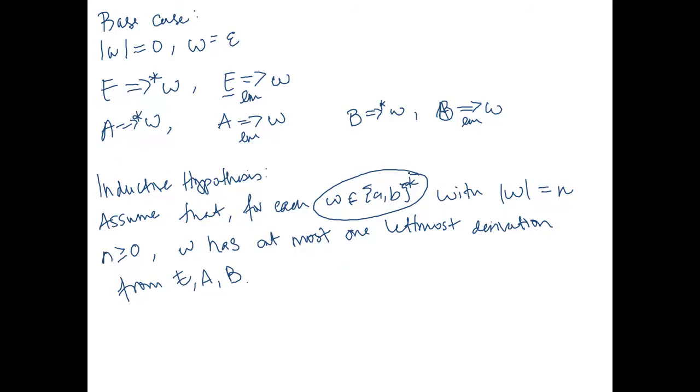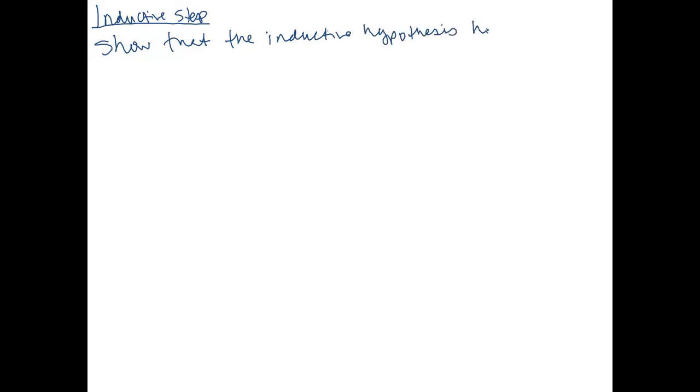Okay, so that's our inductive hypothesis. Now we can move forward to our inductive step. Okay, so inductive step here. We're going to break our problem into 3 cases for our 3 variables. We're going to handle independently. And we're going to show that the inductive hypothesis holds for length of w equal to n plus 1, where n itself is greater than or equal to 0.